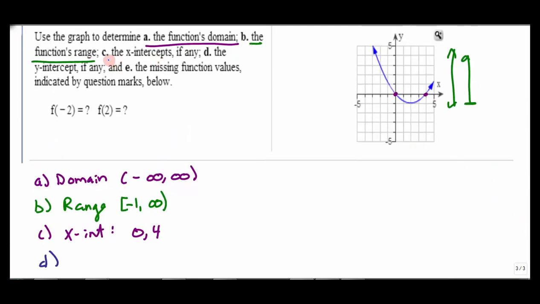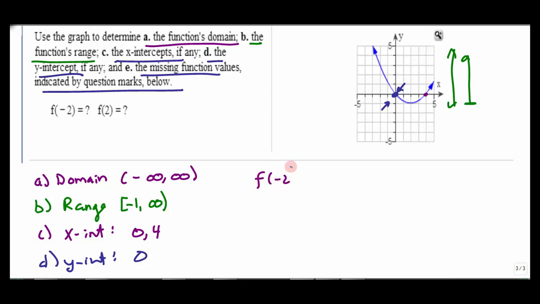Let's see, we did the x-intercepts, the y-intercepts. Well, this is not only an x-intercept right here at the origin, it's also a y-intercept. And then the missing values indicated by the question marks. So let's go ahead and look at f of -2. So this means if I come over here and plug in -2 for x, the y value that I get back out is right here, 1, 2, 3. So f of -2 would equal 3.